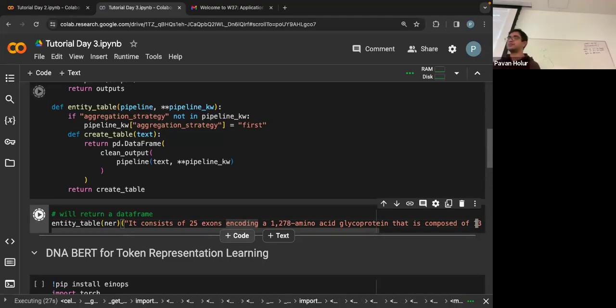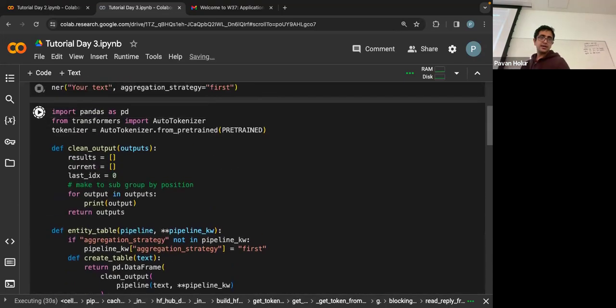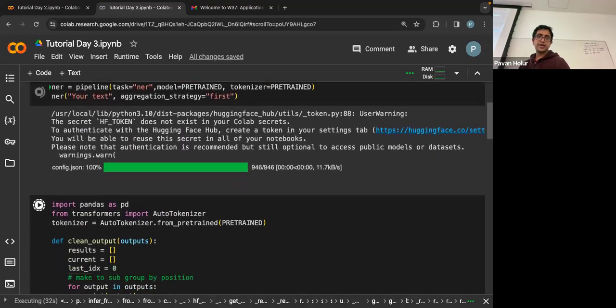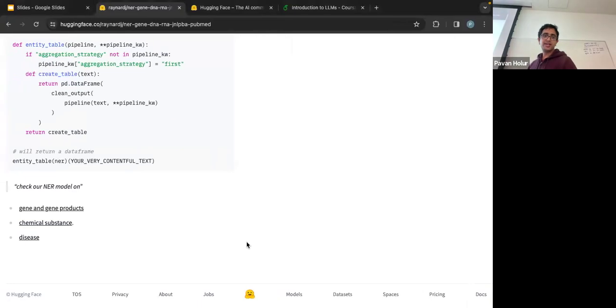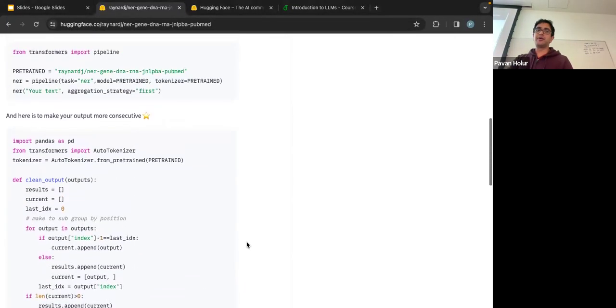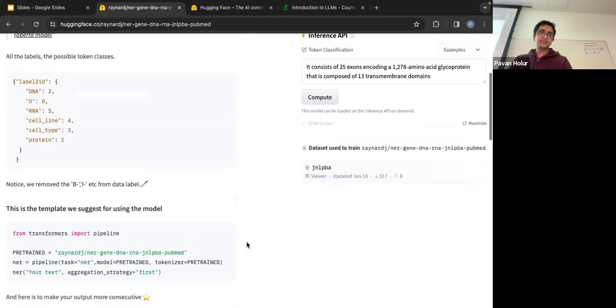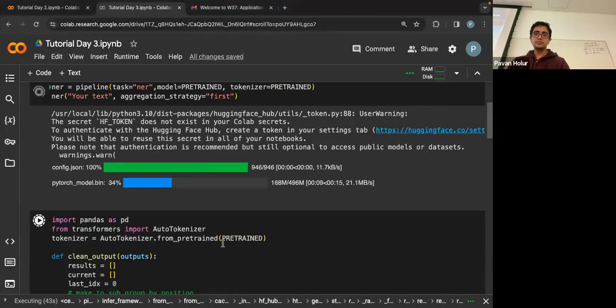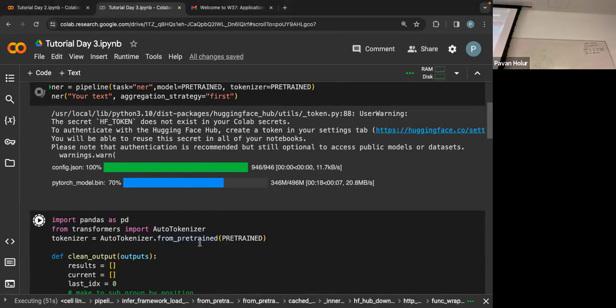Yeah, let's wait for it to do its magic. So again, the model page would tell you what it does, but we want to test it out for ourselves, right? Things are downloading. Hopefully you are also working through this part.